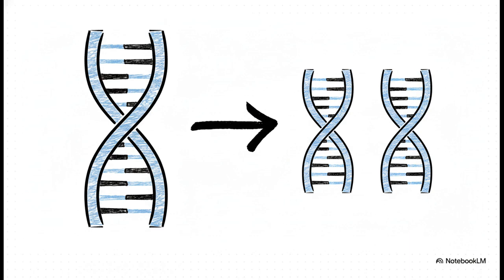Now, this is known in the science world as semi-conservative replication. That just means each of these new molecules retains exactly 1 original strand while incorporating 1 brand newly built strand. This ensures the 4-letter code is perfectly preserved, locking the old and new sequences together so the cell is instantly ready to divide and continue functioning.